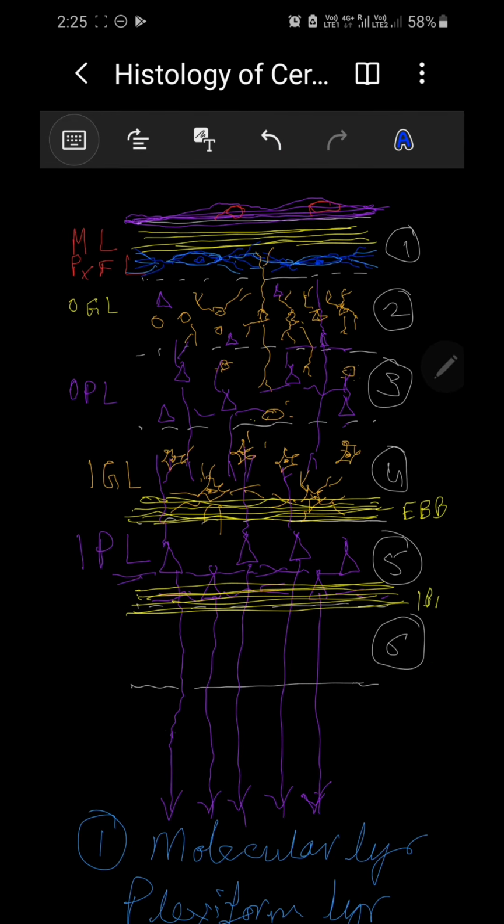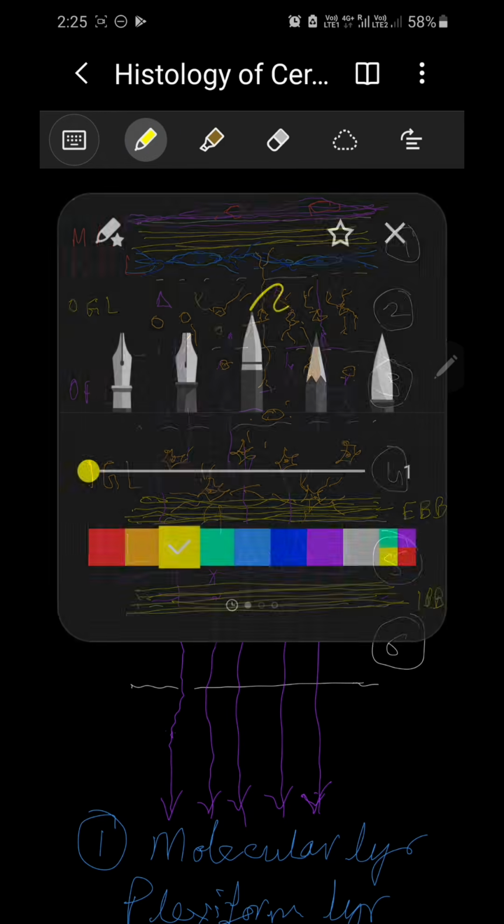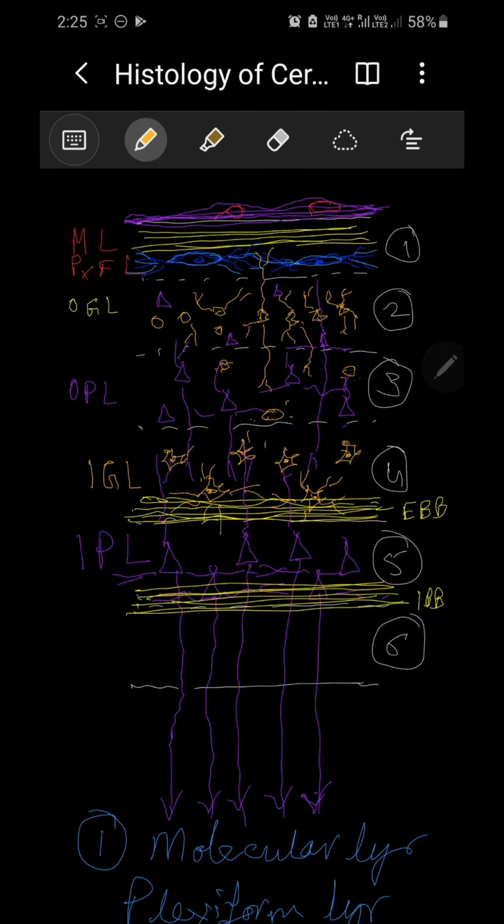Internal band of Baillarger. Okay, and so that you don't get confused, you always learn this habit of drawing stellate cells also in between, because these are also present in the entire length in all the layers.